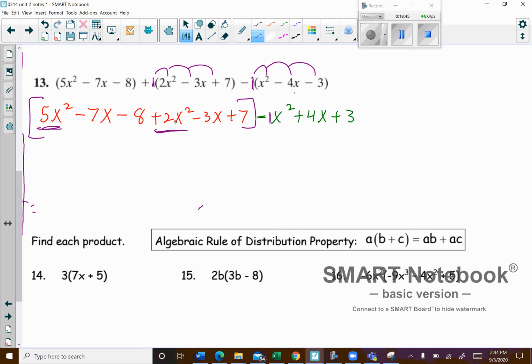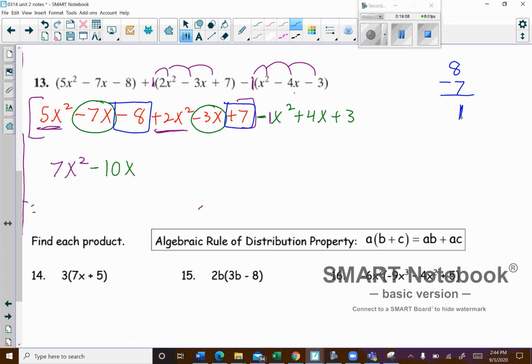So 5x squared plus 2x squared, that'd be 7x squared. Then let's see, we have a minus 7x and a minus 3x, so they're on the same team, so that becomes a minus 10x. And then the last part, we have a minus 8 and a plus 7. So those are competing. So subtract the smaller from the larger, which is 1. But the larger number was negative, so my result will be a minus 1 right there. So that's that first part that I have in parentheses right here.